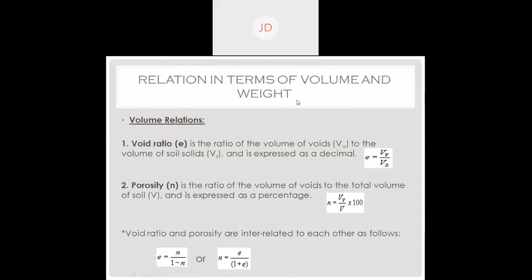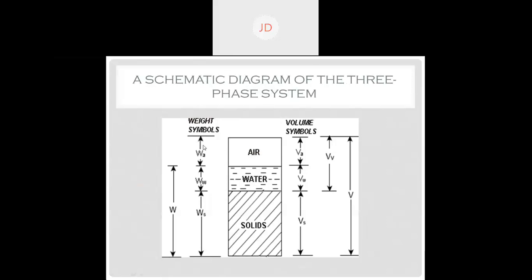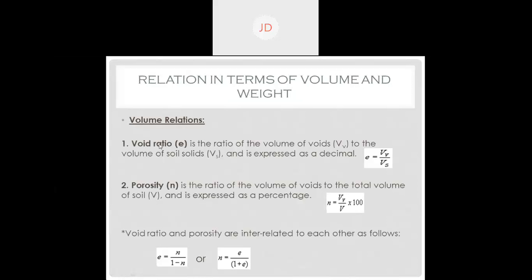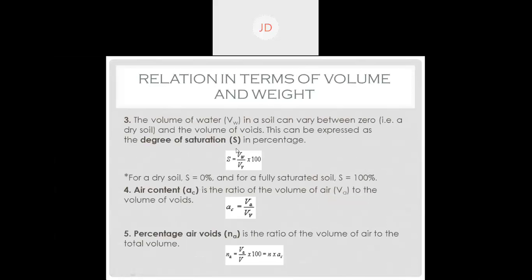Relation in terms of volume and weight. We'll discuss this in detail in the coming classes. Till now, I just want to give you an overview. I have already discussed that based on the weight symbols and volume symbols, we can derive some relations and interrelations of a particular soil mass. What are the relations? Void ratio, porosity, degree of saturation, air content, and percentage of air voids.